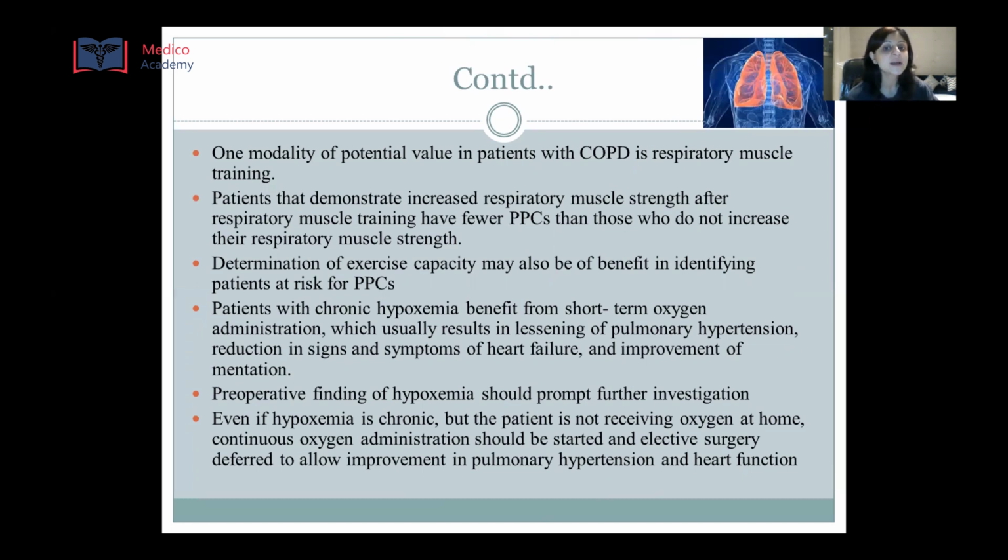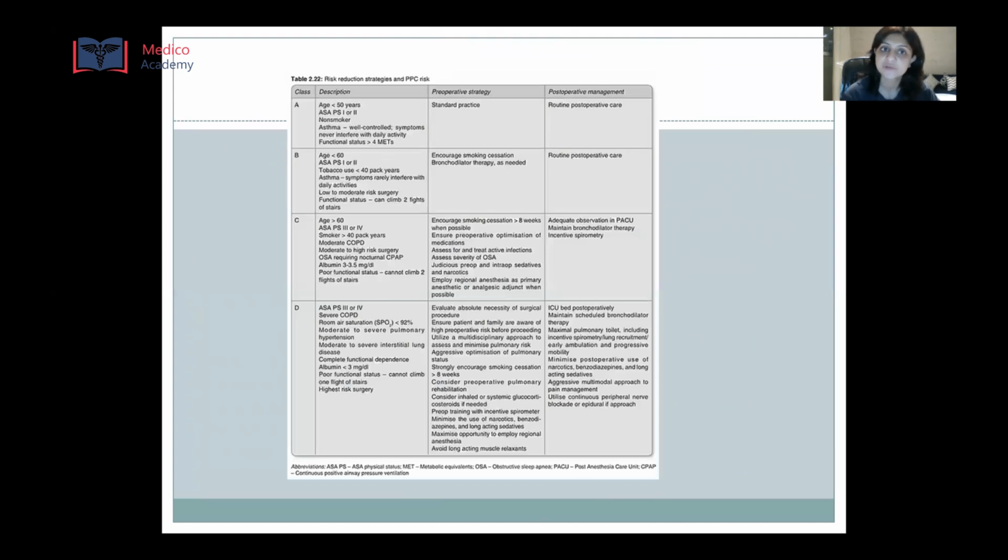Patients who have chronic hypoxemia benefit from short-term oxygen administration, which might result in lessening of pulmonary hypertension, reduction in signs and symptoms of heart failure, and improvement of mentation. A preoperative finding of hypoxemia should prompt further investigation. Even if the hypoxemia is chronic and the patient is not receiving oxygen at home, continuous oxygen should be started and elective surgery should be deferred to allow improvement in pulmonary hypertension and heart function.